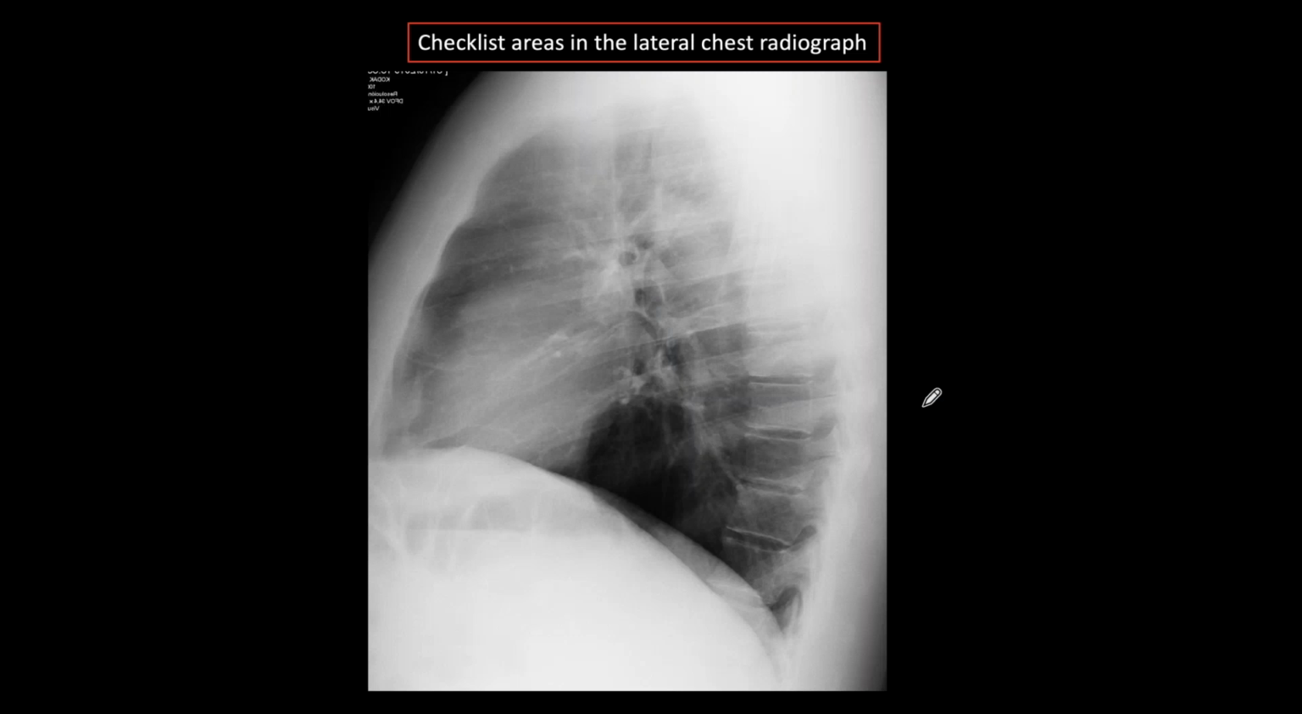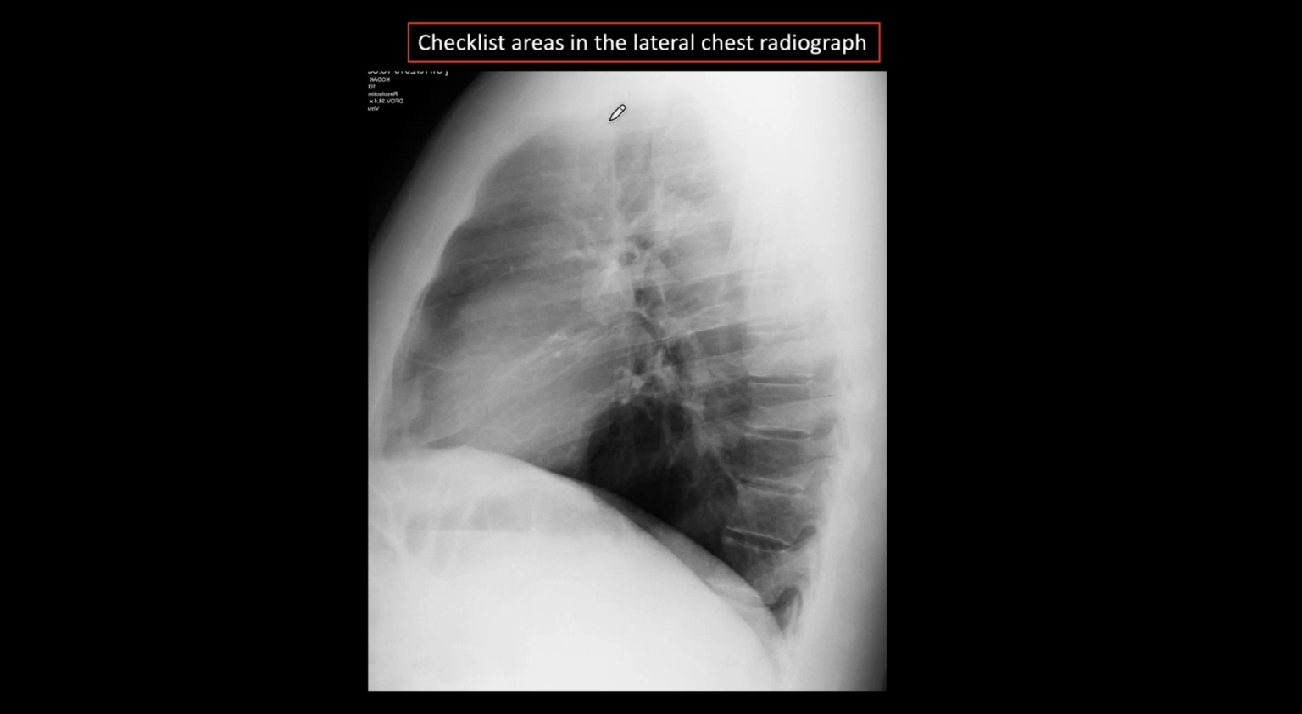To study the lateral chest radiograph, once we have seen the basic anatomy, we do the same thing that we did with the PA. In the PA, we divided the chest radiograph into three areas: superior, middle, and inferior. In the lateral chest radiograph, we do it differently. We divide the chest into three areas: anterior, middle, and posterior. And we use very easy landmarks to draw the line.